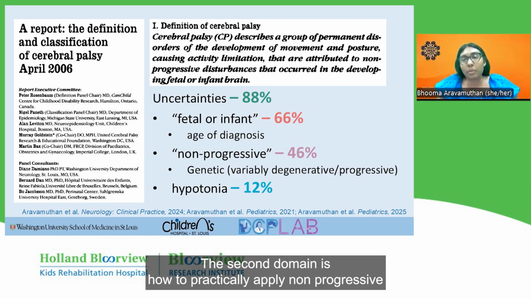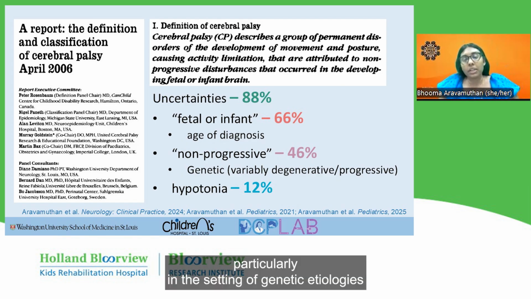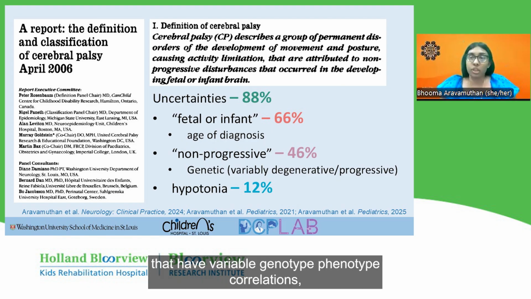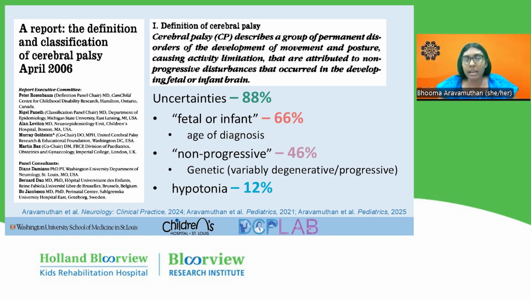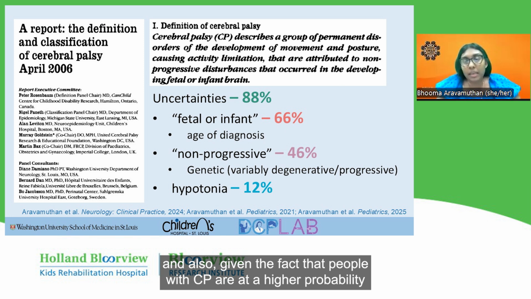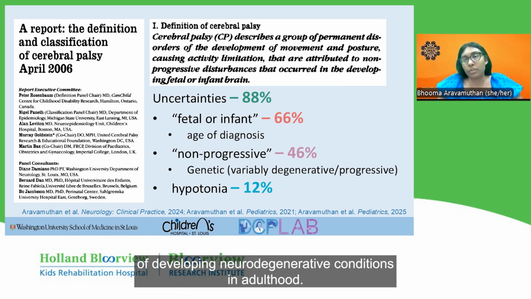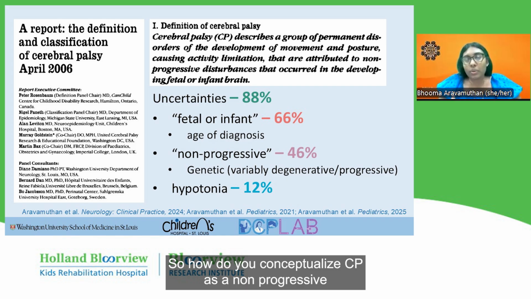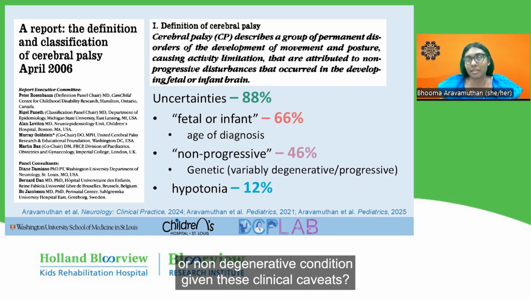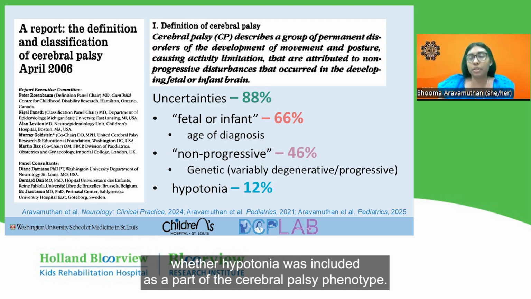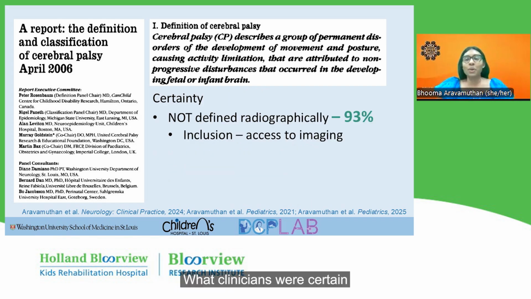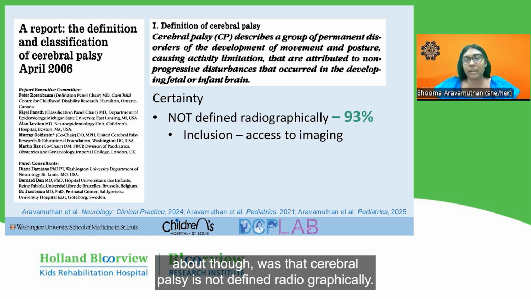The second domain is how to practically apply non-progressive, particularly in the setting of genetic etiologies that have variable genotype-phenotype correlations, some of which may be progressive or neurodegenerative, some of which may not. And also given the fact that people with CP are at a higher probability of developing neurodegenerative conditions in adulthood. So how do you conceptualize CP as a non-progressive or non-degenerative condition given these clinical caveats? And lastly, a minority of clinicians were uncertain about whether hypotonia was included as a part of the cerebral palsy phenotype. What clinicians were certain about, though, was that cerebral palsy is not defined radiographically.